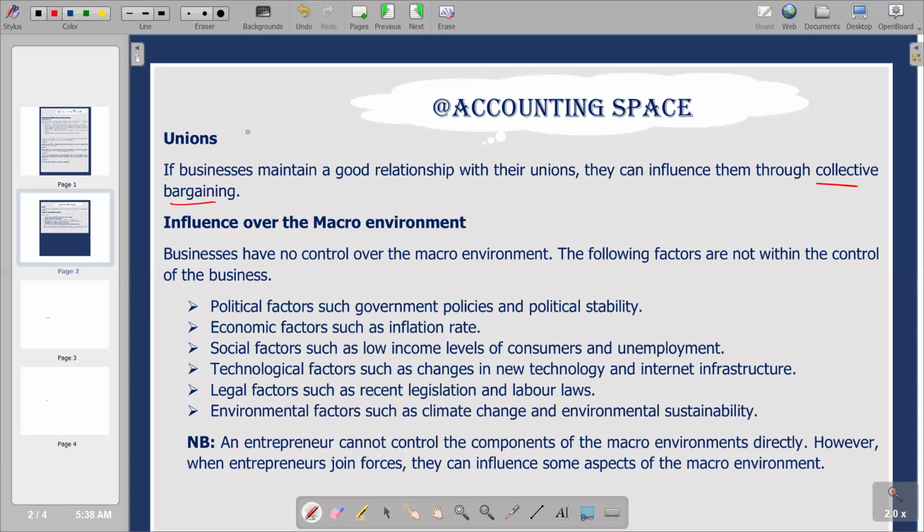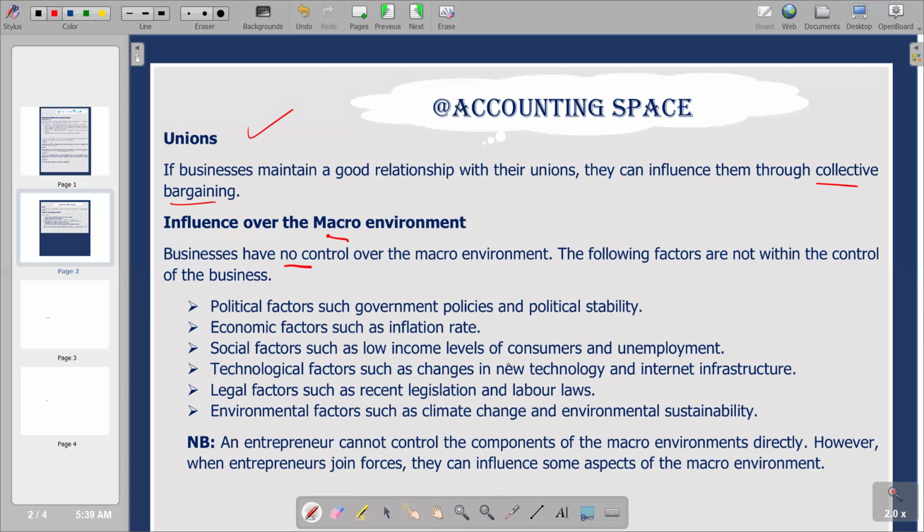Then we go to the last part where we're looking now at the macro environment. We're saying influence over the macro environment. And we are saying business have no control over the macro environment. Very important to take note. There is no control over the macro environment. So the following factors are not within the control of the business. So basically, there is a rundown in terms of the components that are not controlled by the business, which form part of the macro environment.